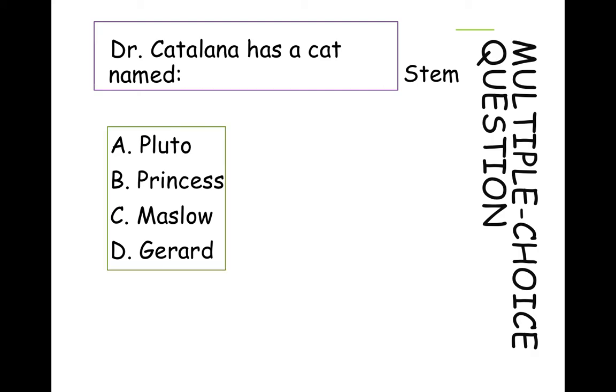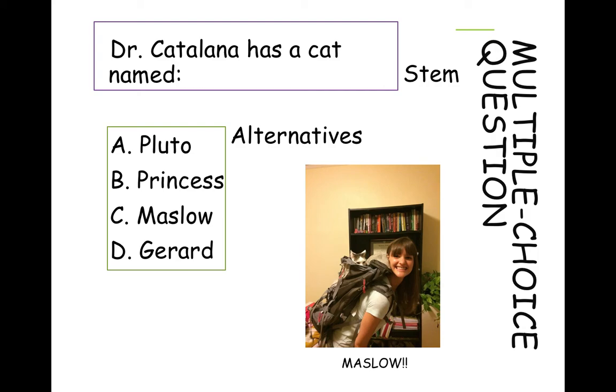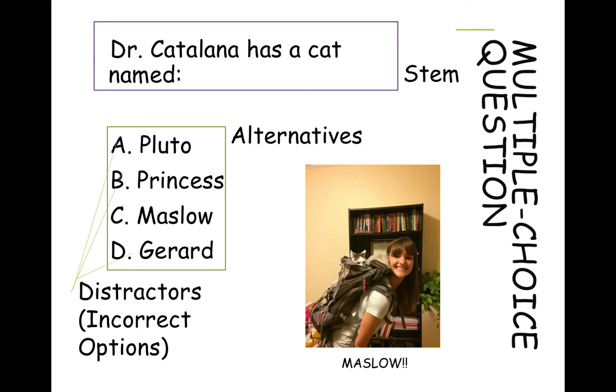All of the potential answers, these are called your alternatives. So A, B, C, and D are your alternatives. Now, you guys probably know at this point that my cat's name is Maslow. This is a very throwback picture of me with her in my backpack, right? So in this case, my correct answer is Maslow, and the distractors are my incorrect options. Okay, so just brief overview, we have the stem.